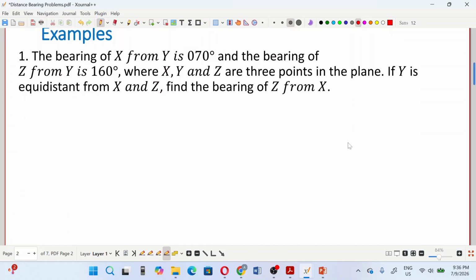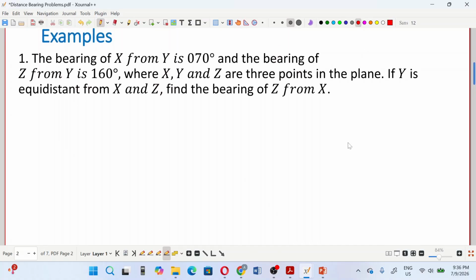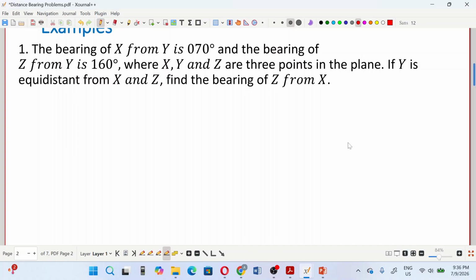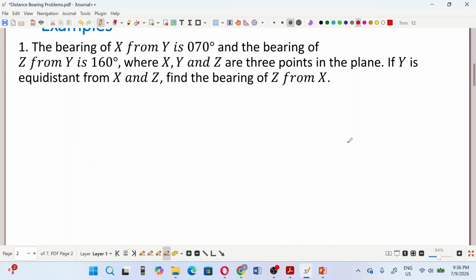Right, so we have 4 examples. I will do examples 1 and 3, then you do 2 and 4. Right, so let's look at this first example. It says the bearing of x from y is 70 degrees, and the bearing of z from y is 160 degrees, where x, y, and z are 3 points in the plane. If y is equidistant from x and z, find the bearing of z from x.